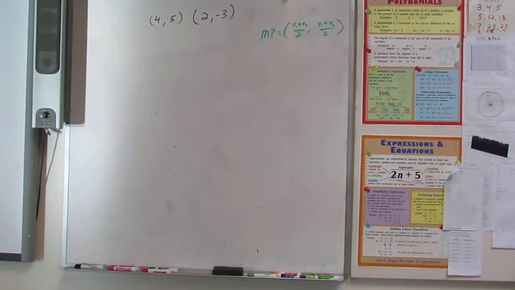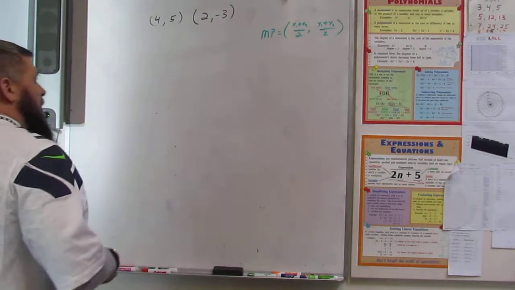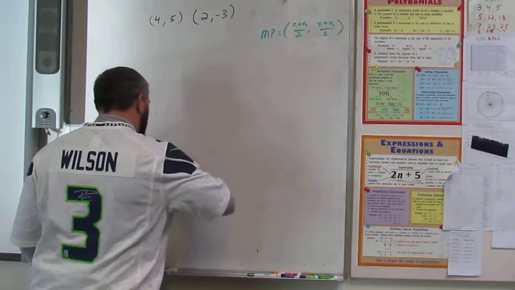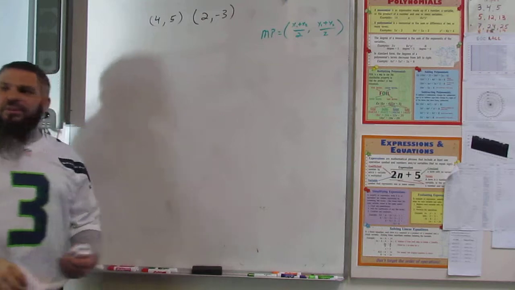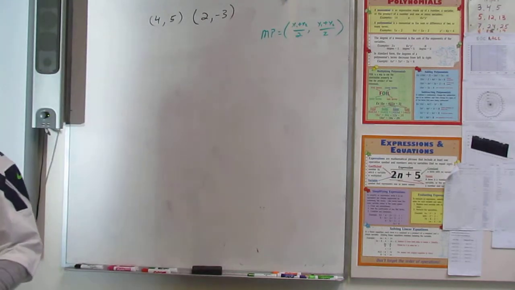Alright, so this is, again, an isosceles triangle. A different view. Something that gets us a little bit more away from the y-intercept.